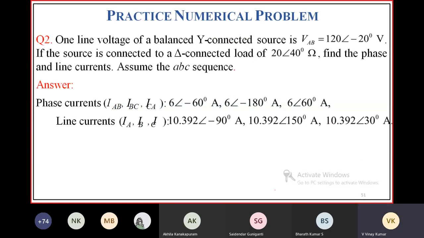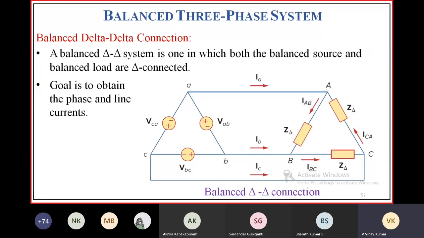One line voltage of a balanced star source is EAB, meaning the line voltage is given. The source is connected to a delta connected load. Find the phase and line current. Solve this one on the load.